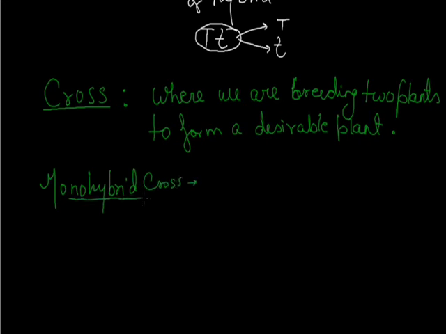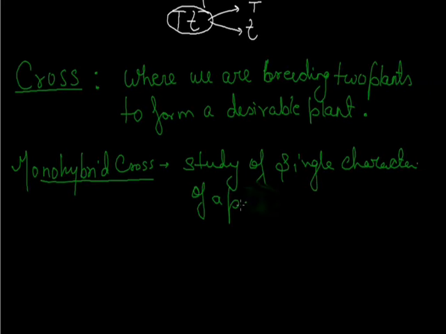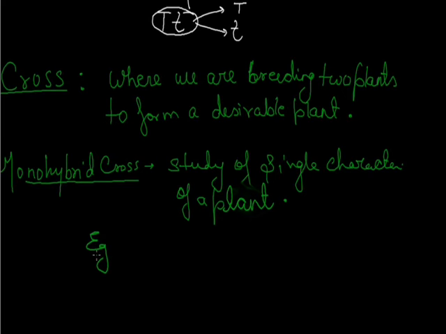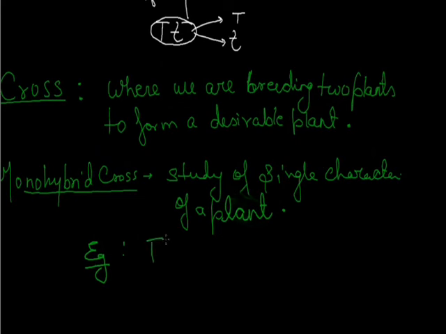Monohybrid cross is the study of a single character. The study of a single character of a plant is called a monohybrid cross. For example, we are crossing a single character, like a tall character, with a dwarf plant, forming a hybrid, capital T and small t, where all plants of this generation will be tall because capital T, or tallness, is the dominant allele.